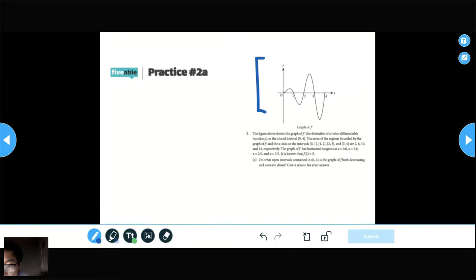So I see some other answers here. F prime is both decreasing. Okay, I get confused between concave down or up. I'll get to that in just a second. Let me read through a few of these. So, okay.